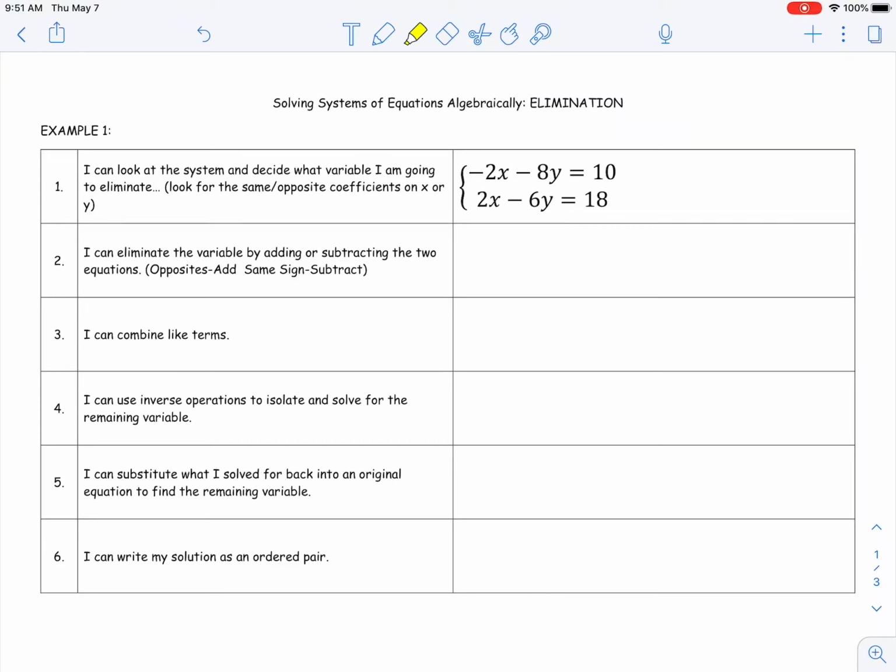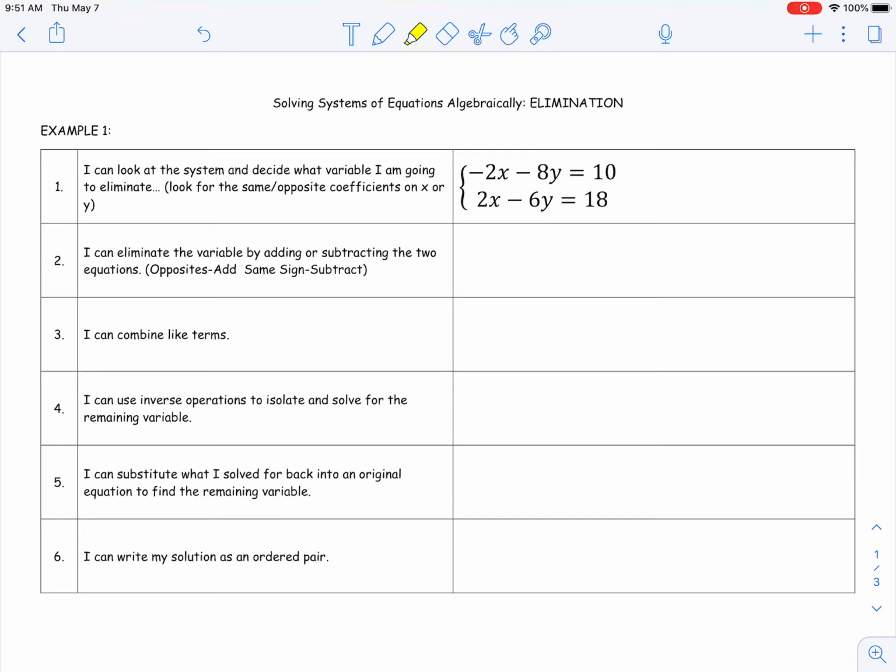Okay guys, still solving systems of linear equations algebraically, and this week we're going to be looking at the elimination method. So the first thing that we want to do when we're trying to decide what variable to eliminate is look at the numbers in front of our variables. And we want to look for numbers that are either the same number or opposites.